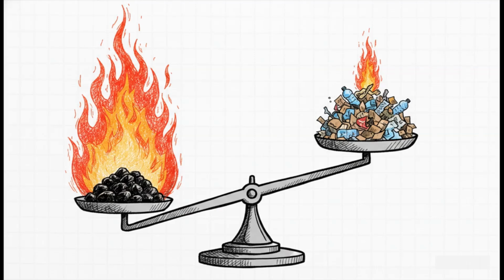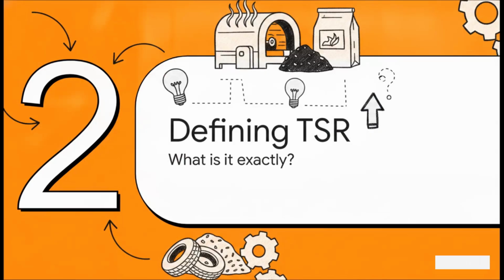To put it simply, 1 ton of coal does not equal 1 ton of RDF when we're talking about TSR. And why is that? Well, coal has a much higher net calorific value, or NCV, compared to RDF. So even if your feed rate is identical for both of those materials, the amount of heat they contribute is totally different. You literally can't just swap tonnage and expect the same thermal result. So now that we know what it isn't, let's move on to section 2, defining TSR.